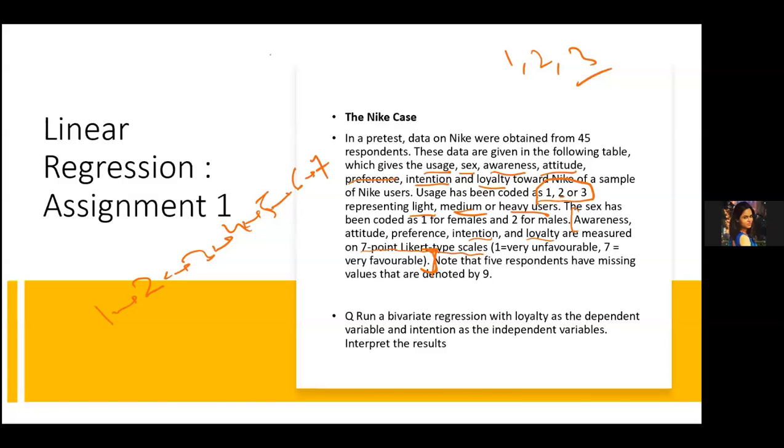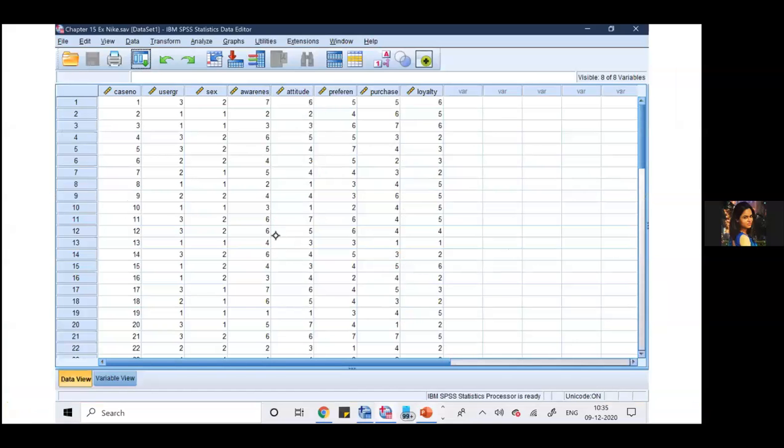So all these variables, awareness, attitude, preference, intention, and loyalty, were captured on a scale of 1 to 7, where 1 is very unfavorable. How much would you rate Nike on awareness on a scale of 1 to 7, where 1 means very unfavorable and 7 means very favorable? Okay, so my data looks something like this. This is the data. So usage, sex, all these things. And apart from that, what did I cover on the interval scale? Awareness, attitude, preference, purchase, loyalty, on a scale of 1 to 7.